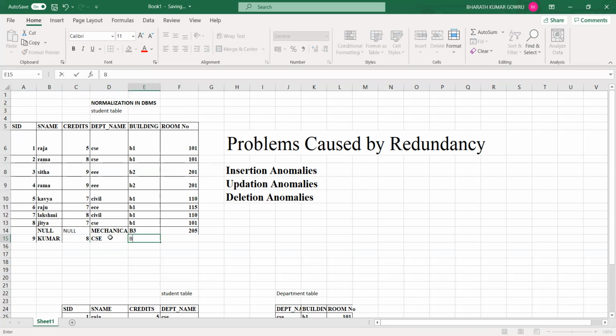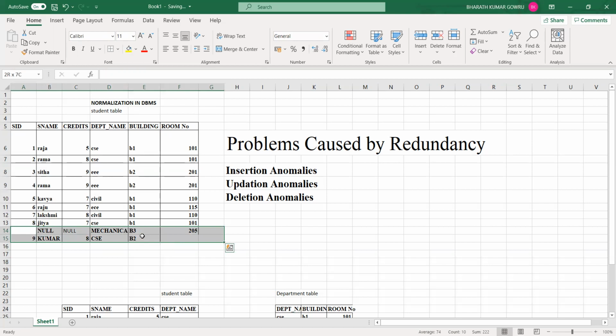Suppose by mistake, by a typing problem, here I mention B2 block. Actually, what is the CSC building? B1. Okay, so here by mistake I type B2. Actually, these types of problems are related to insertion anomalies. Do you understand my point? These types of problems are related to insertion anomalies.